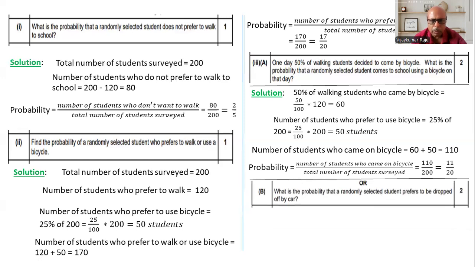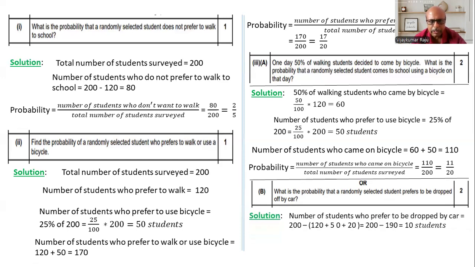There is a B bit for this. B bit is: what is the probability that a randomly selected student prefers to be dropped by car? Randomly selected students who prefer to be dropped by car, that is the remaining students. So how many are remaining? Totally there are 200 students. 120 they come by walking. 50 they come by bicycle. 20 they come by bus. All three you add and subtract from 200. You are getting 200 minus 190, that is 10 students. Only 10 students are coming by car.